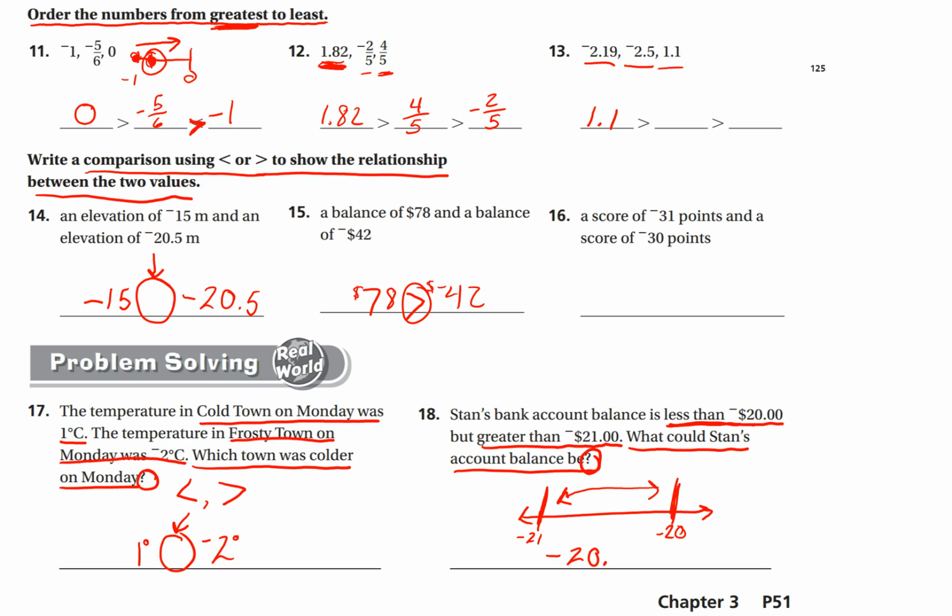Let me look at this real quick. Stan's bank account balance is less than negative 20. Yeah. So, negative 20 point, and then you decide how much change he has, because any amount of change is going to land him between negative 21 and negative 20.